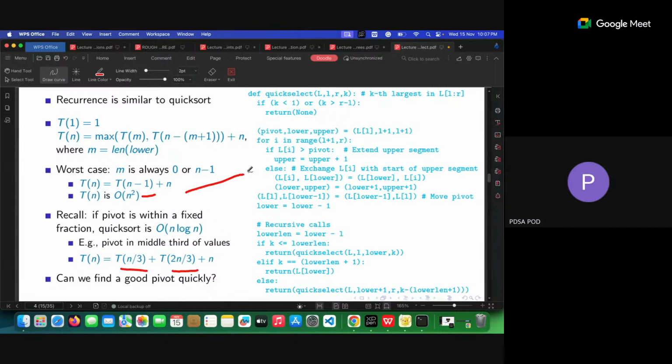For example, you have 10 elements. We divide these 10 elements into the first, second, and third parts, and we always select the pivot element from the middle one. So the pivot element is in the middle third of the values, between n by 3 and 2n by 3. We don't select the extreme right corner or the extreme left corner. Only then do we get n log n. So the worst case is as usual.